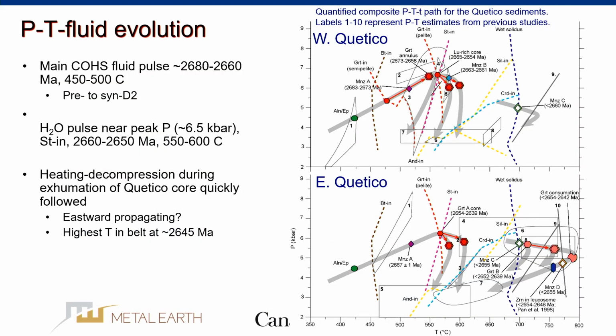This is just the summary slide here. We have a main COHS fluid pulse at 2680 and 450 to 500 C. This is basically a pre- to syn-D2 event. Then you have a secondary pulse near peak pressures of 6 kilobars at around 500. This is about the staurolite-in, but this is an H2O pulse. Then this heating decompression probably happened quickly after that, and that seemed to be an eastward propagating feature. And then we're achieving the highest temperatures in the belt.